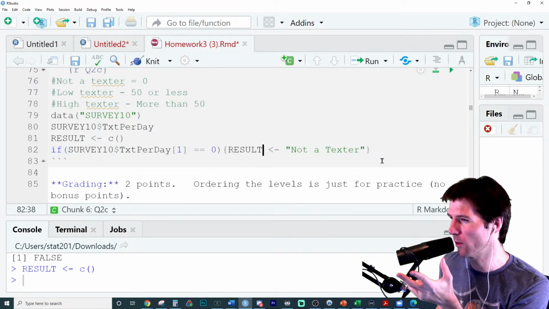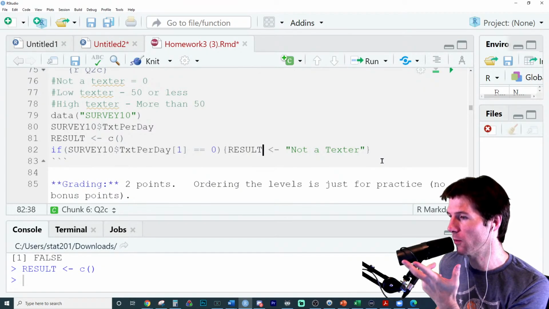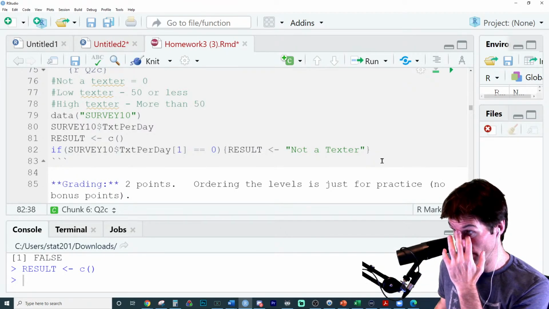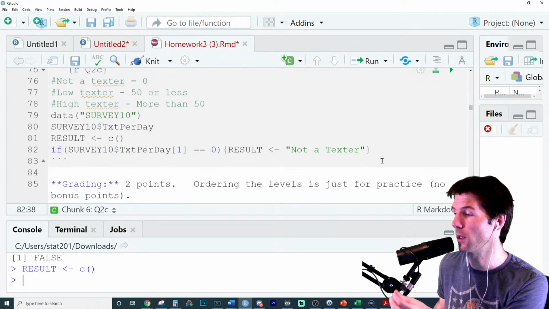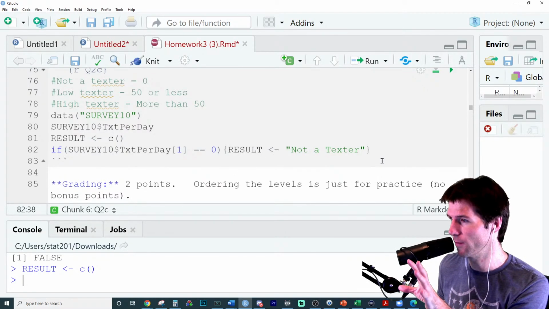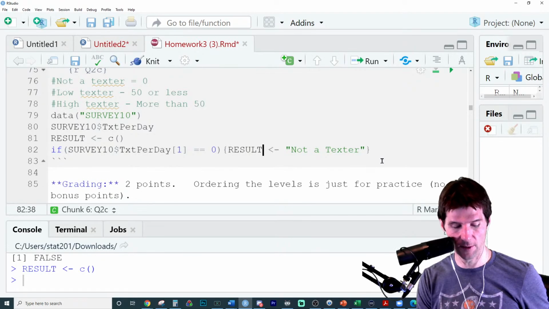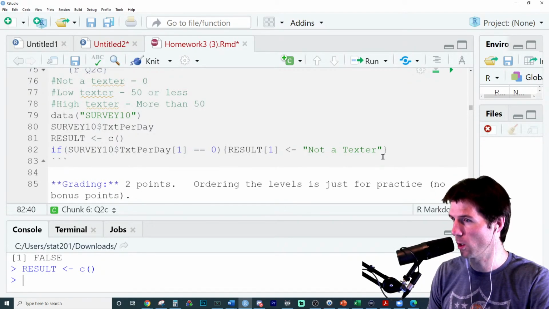So where do we want to overwrite all of result with this? If you overwrite all of result every time you run this, the whole result vector will only be one element. We don't want to overwrite the whole result object. Where do we want to write into result? Just think, we're doing this for the first person. So since we're doing it for the first person, we want to write into result position 1.